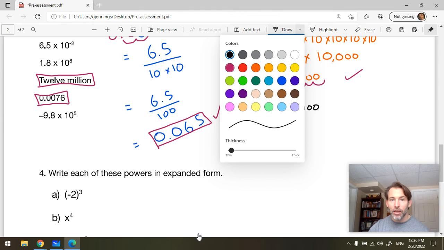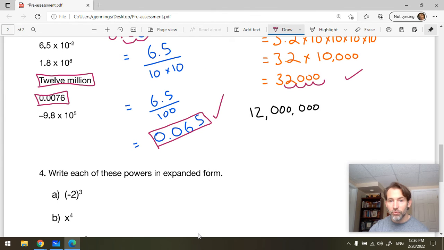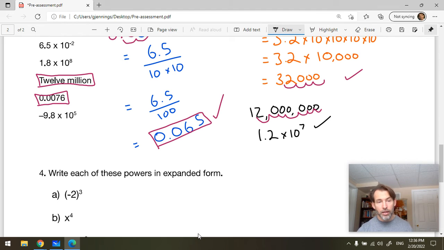So I want to move the decimal there. Let's count how many places we needed to move the decimal place. Once, twice, 3 times, 4 times, 5 times, 6 times, 7 times. So I will call this number 1.2 times 10 to the 7 because I moved the decimal place 7 times to get it in the correct place. And that's done. That's correct.